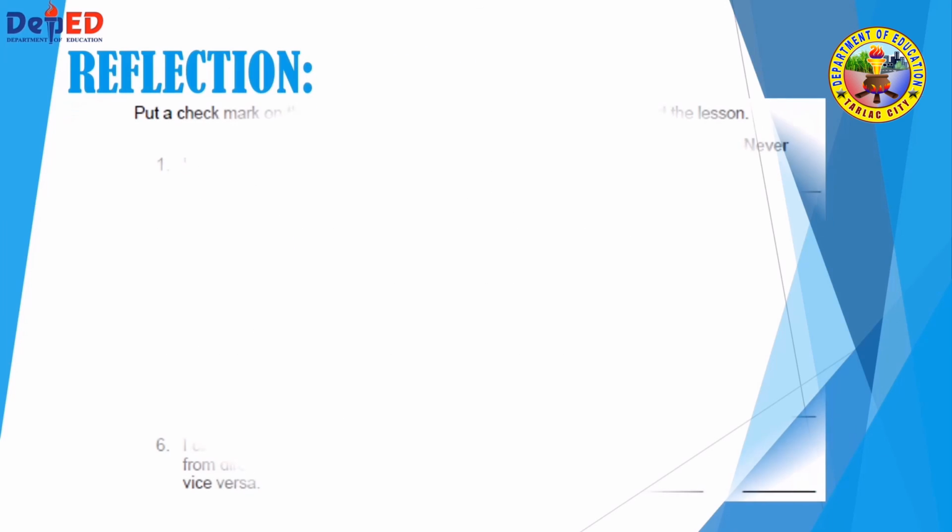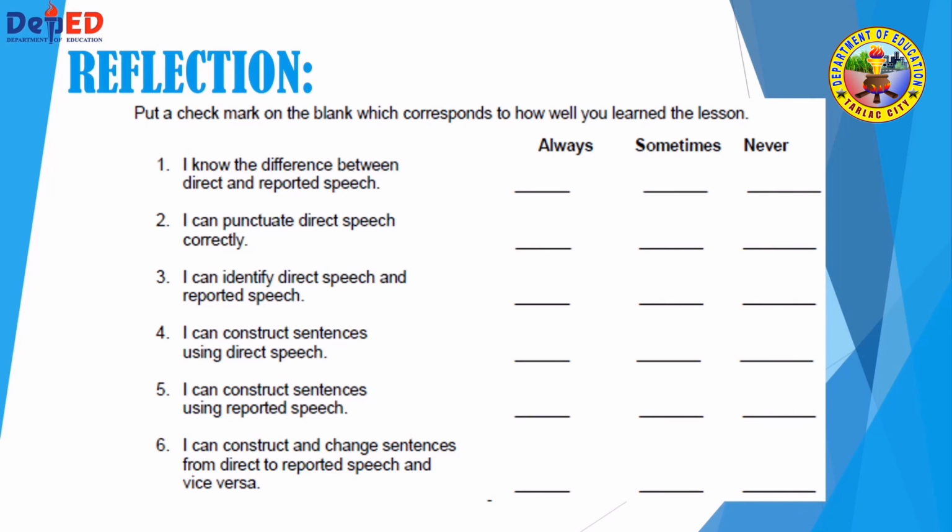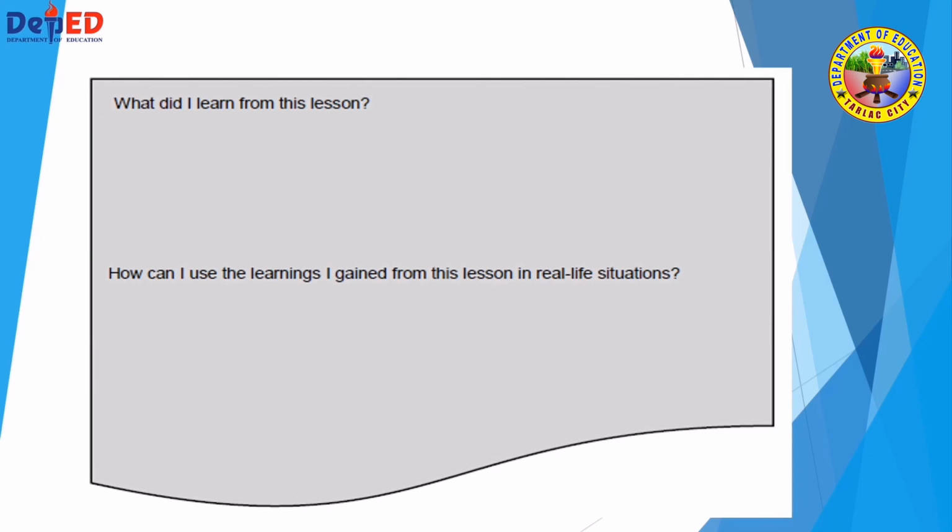Now that you are finished answering all the activities, it's time for us to reflect. Read and put a check mark on the blank which corresponds to how well you've learned the lesson. Please answer the following questions. What did I learn from this lesson? How can I use the learnings I gained from this lesson in real-life situations?